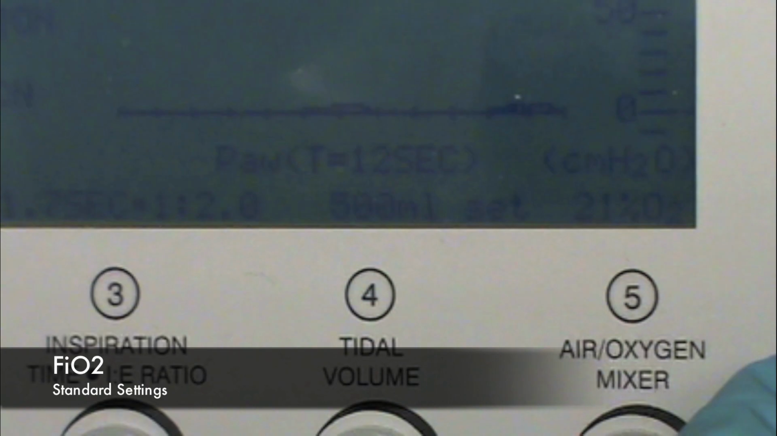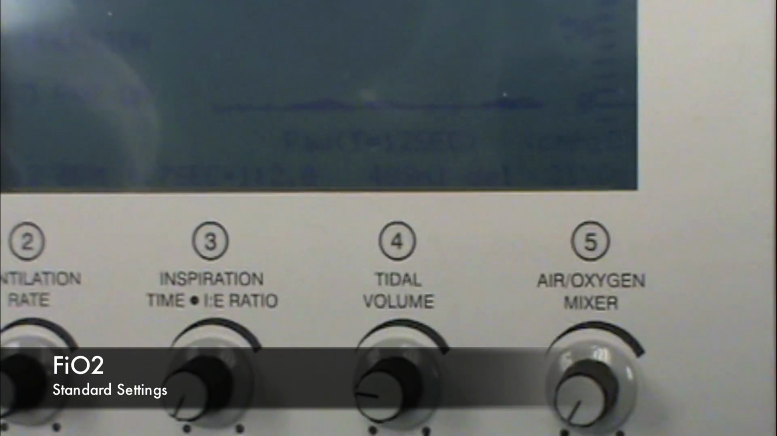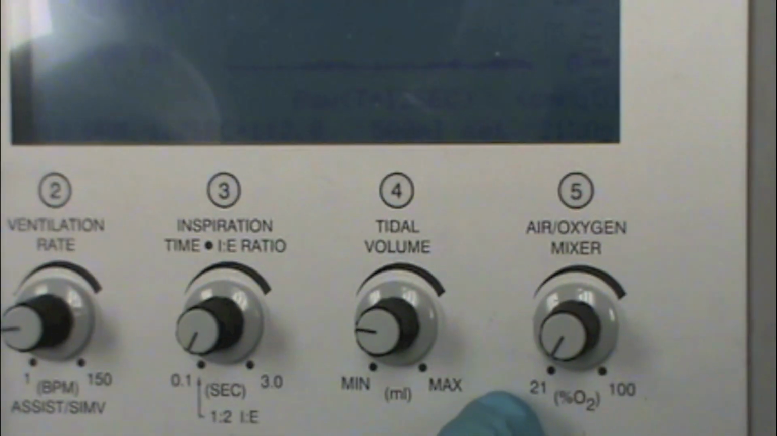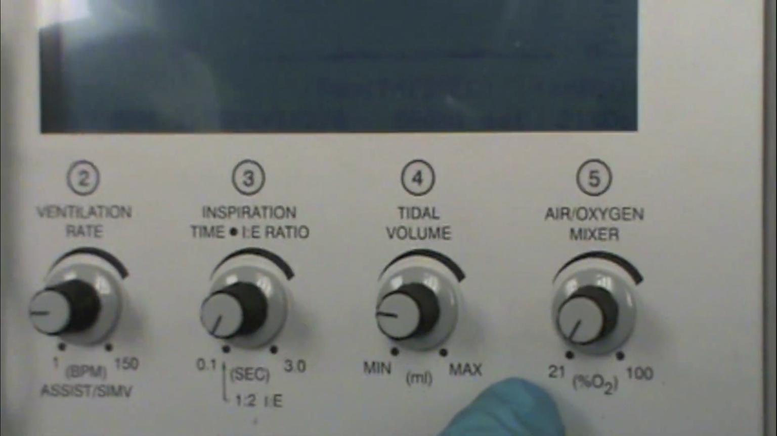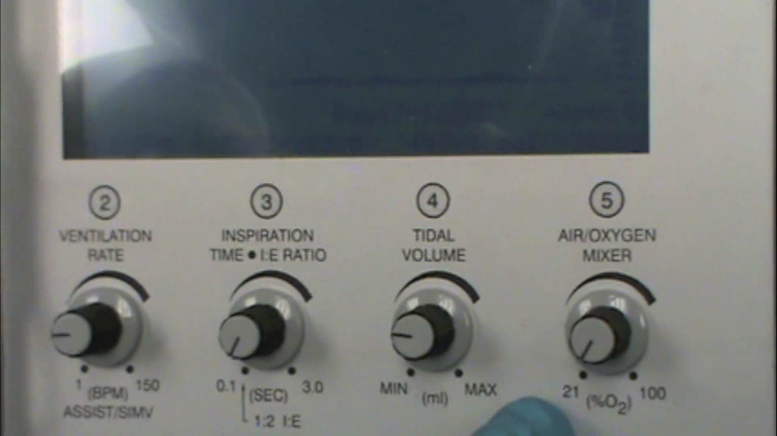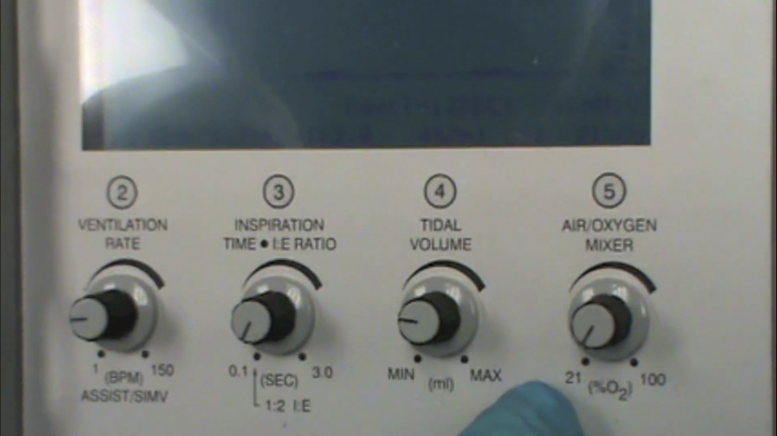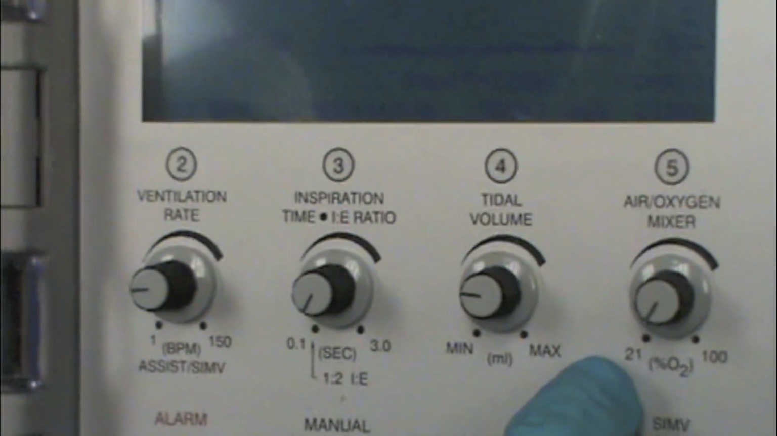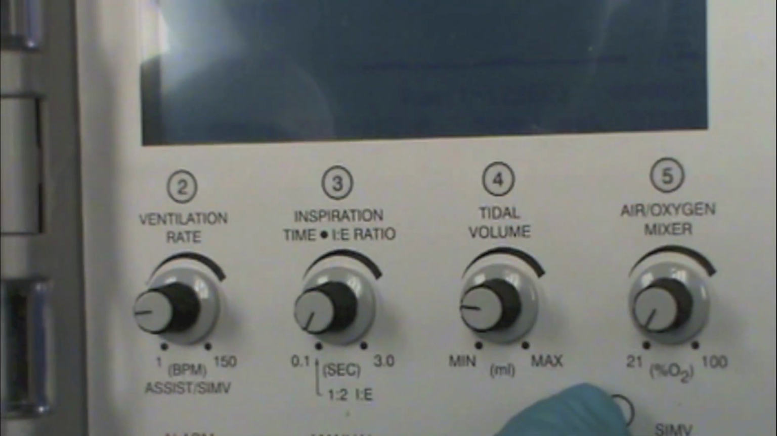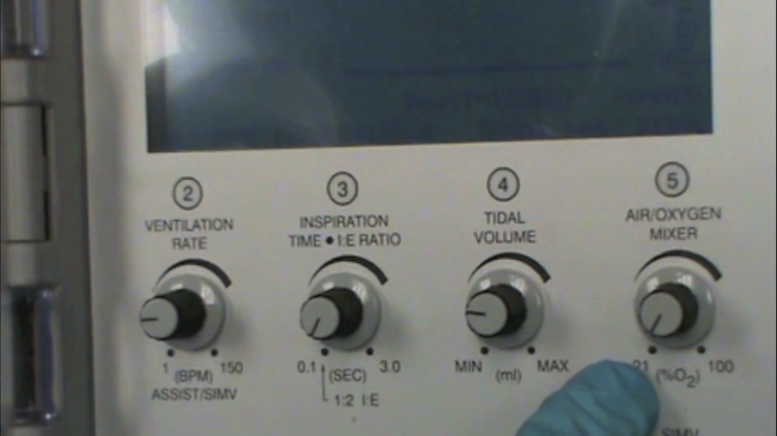Next we have the air oxygen mixer. Right now I have it set on 21% because we don't have a real good gas source at the moment. But if we had a patient on the ventilator, I would not anticipate seeing a patient on any less than 40% FiO2. And there's a lot of research out there to suggest that giving patients high tidal volumes and high FiO2 is not necessarily a great idea anymore.